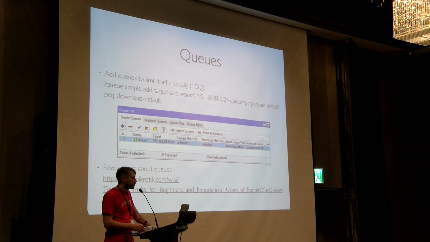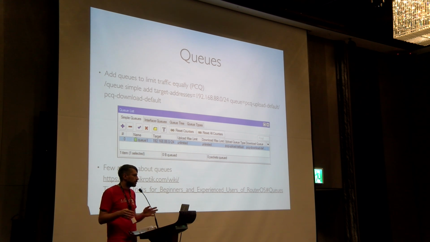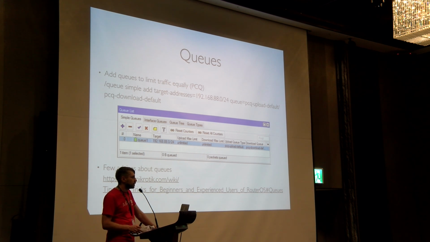And PCQ allows you to distribute traffic in an equal way. For example, you have 10 megabits available from your ISP, and you have a changing number of clients. You can divide these 10 megabits between all your clients, and when there is one client, he will get 10 megabits. When there are 3 clients, you will get like 3 megabits, and so on. And so by configuring just one queue, you can equally divide all the bandwidth between the clients.